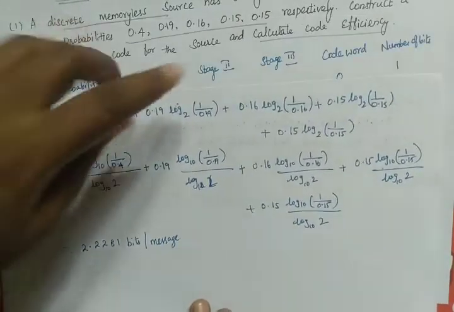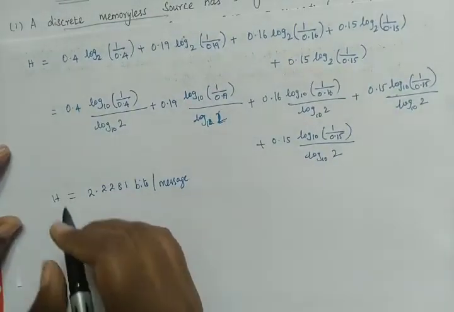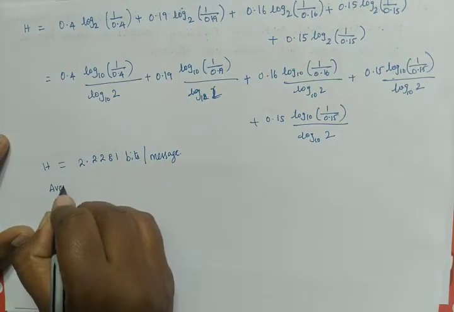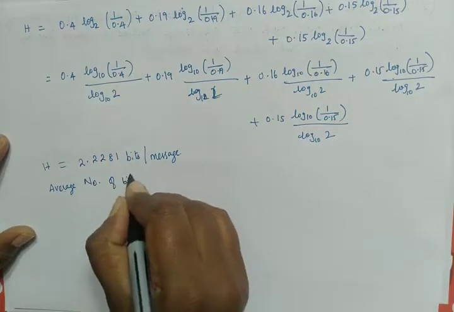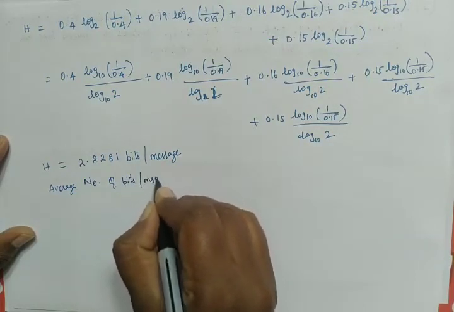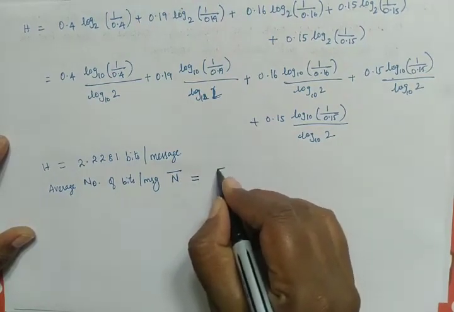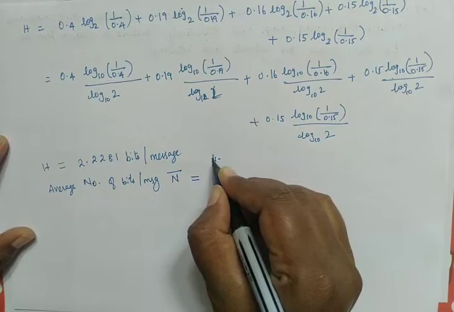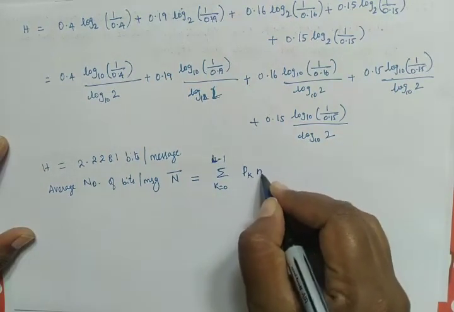But what is asked in the question is to calculate the code efficiency. Now how can we calculate the code efficiency? We first calculate the average number of bits per message, that is n bar, which is equal to summation k equal to 0 to L minus 1 of pk into nk.